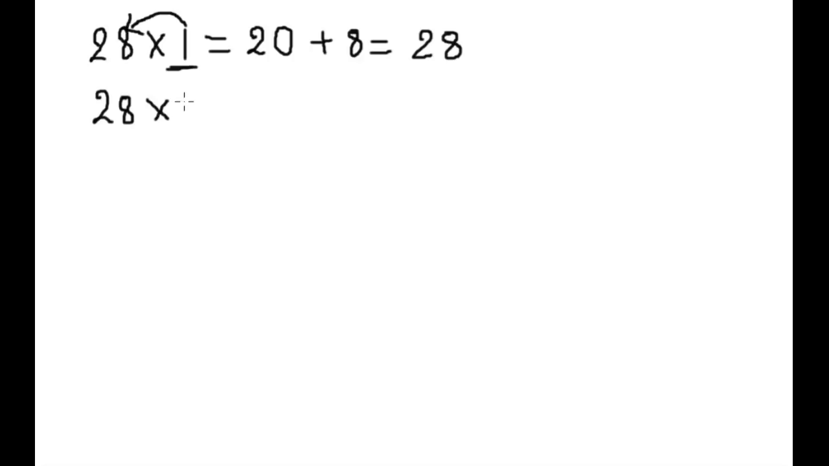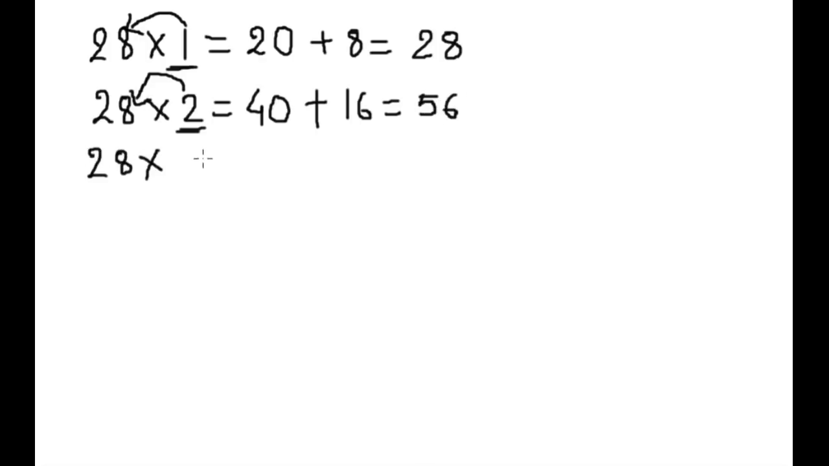28 into 10. So now this is 28 into 2. Double of 2 is 4. Put 0 plus 2 into 8, 16. And this is 56.